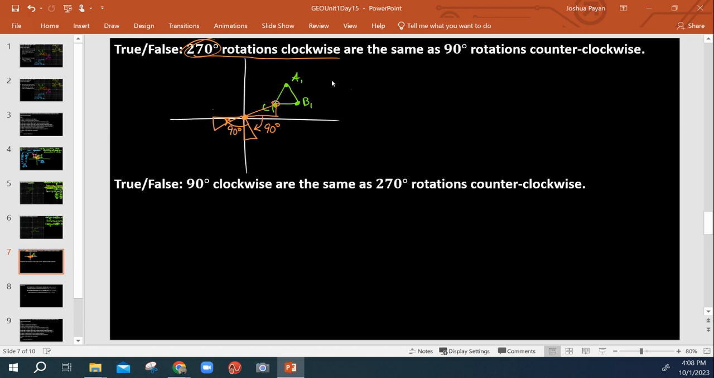And I've got to go, so that's 180. So I need 90 more, right? And I know that that's going to take me right here. Okay, so that puts my new vertex, my new C, right? We'll call that C2 right there. And that means B2 is here and A2 is right over here. Okay, so that would be 90, 180, 270 degrees clockwise, right?